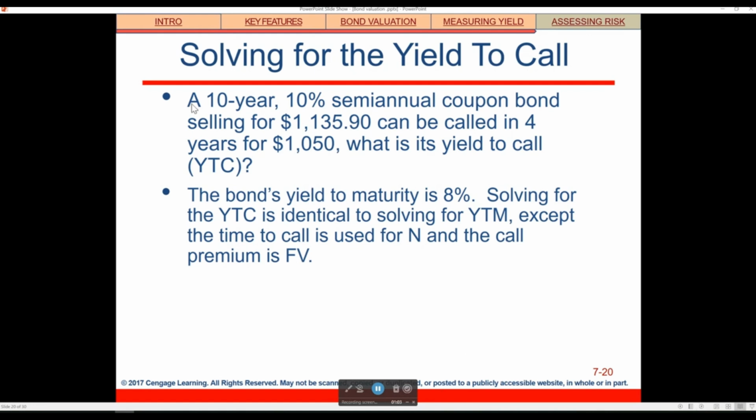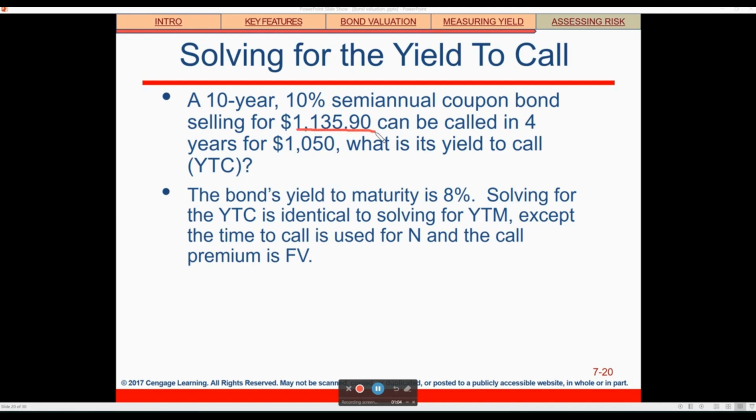Here they gave us a 10-year, 10% semi-annual coupon bond selling for 1,135.90. They tell you that this bond can be called in 4 years at 1,050, and they want to know its yield to call. To compute the yield to call, you'll need the future value of the bond, the coupon payment of the bond, the number of periods, and the present value of the bond. Remember, the present value of the bond is the price, which was given here as 1,135.90.